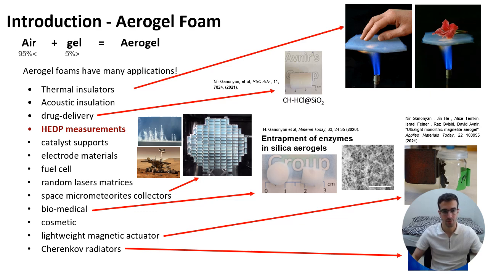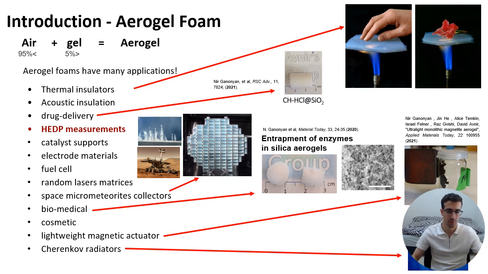Aerogel foams are a large family of materials, generally defined as extremely low density solids. Their name is derived from the fact that they are formed mostly from air and also from gel. So it's 95% air and 5% gel. The sponge-like structure of the material has a very unique set of properties that allows advances in many applications. I will go over some of them.